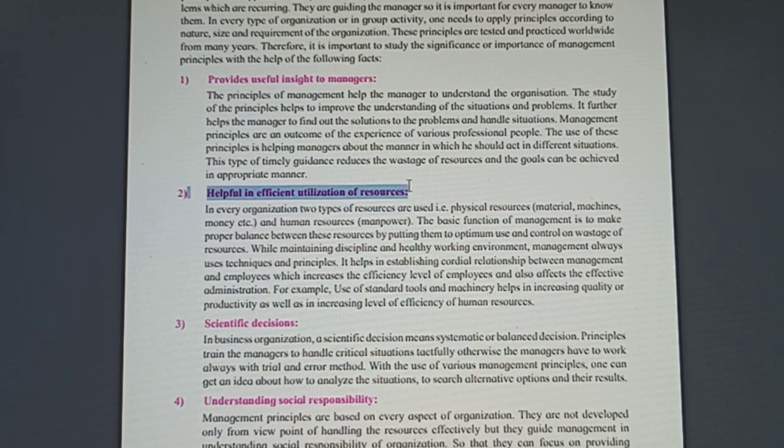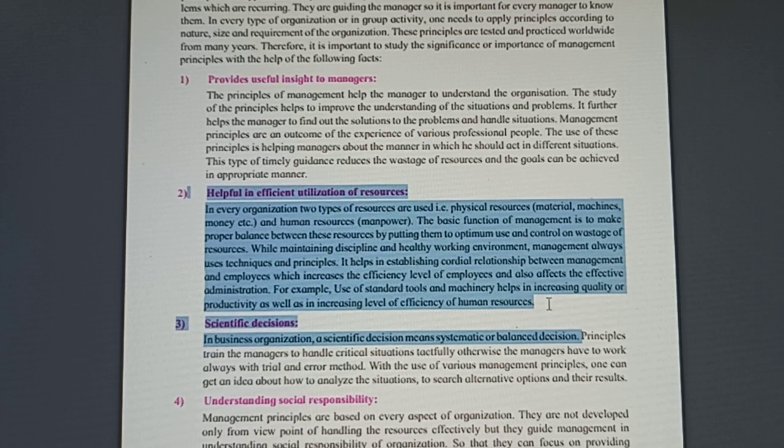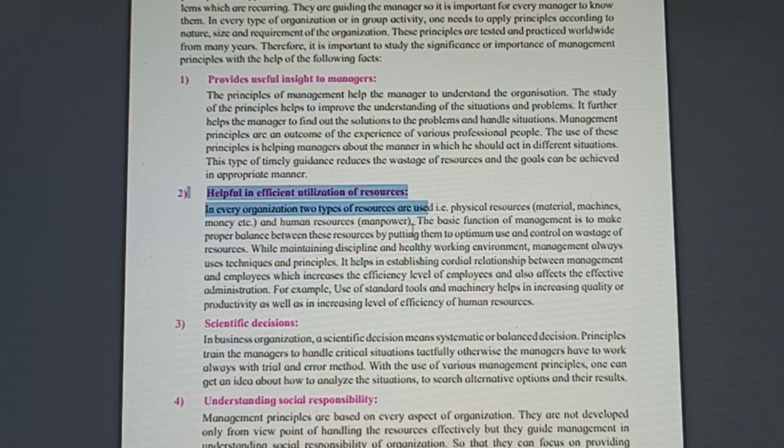Second, helpful in utilization of resources. See, there are many resources which a company has been using. Some of the main resources are manpower, machine power, capital power. All these resources have to be used in an efficient manner so that you get the desired results. So for getting efficient utilization of all these resources, you have to apply the principles of management.